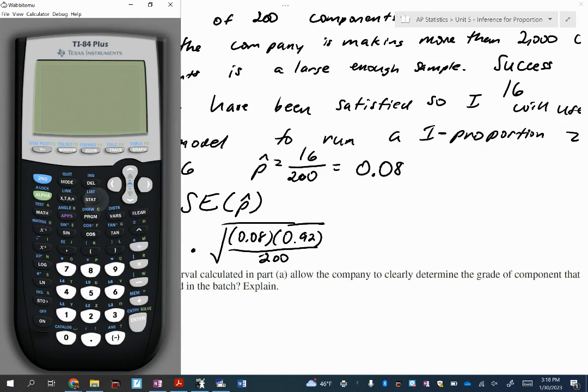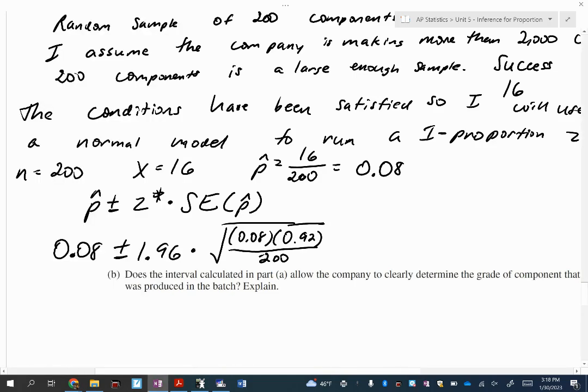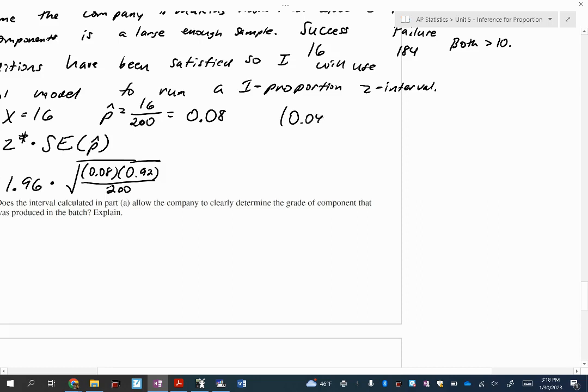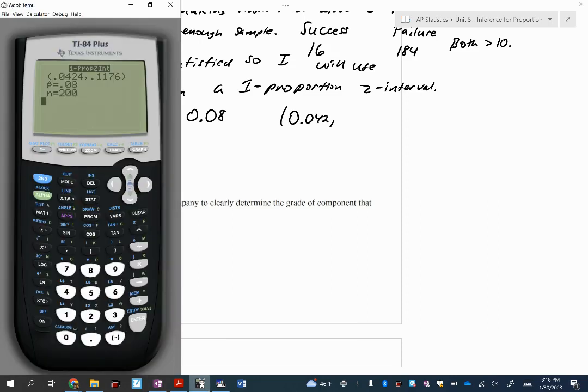Stat, Test. This is a one proportion z interval, which is letter A. All right, we've got 16 successes out of 200. And we're good to go on the confidence level. It asks for a 95% confidence interval, which is 0.042 all the way until 0.118.